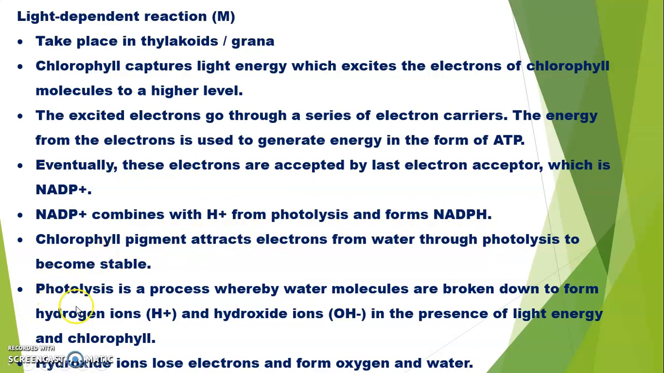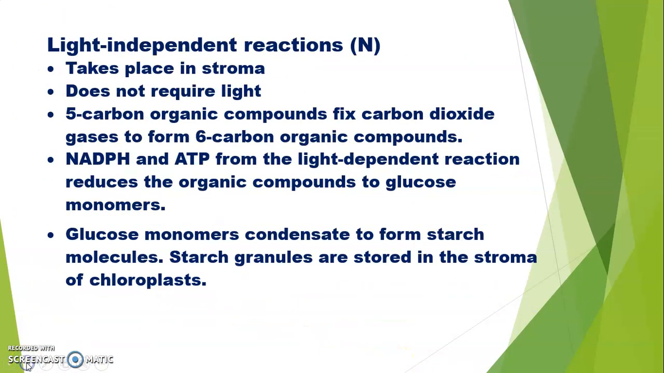Right, okay, and then chlorophyll pigment attracts electrons from water through photolysis to become stable. So what is photolysis? It is a process whereby water molecules are broken down to form hydrogen ions and hydroxide ions, in the presence of light energy and chlorophyll. And then what happened to the hydroxide ions? Hydroxide ions lose electrons and form oxygen and water. Okay, that is referred to the light dependent reaction.